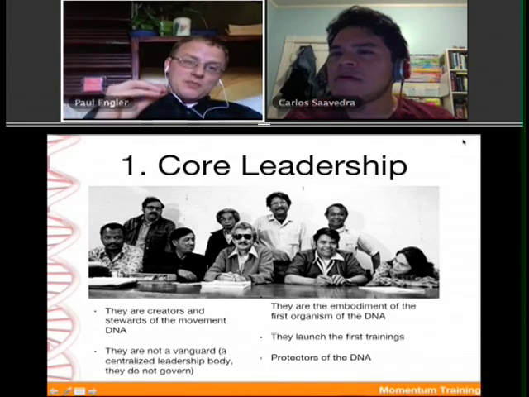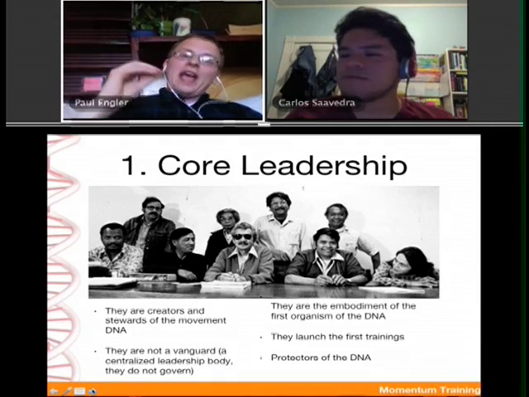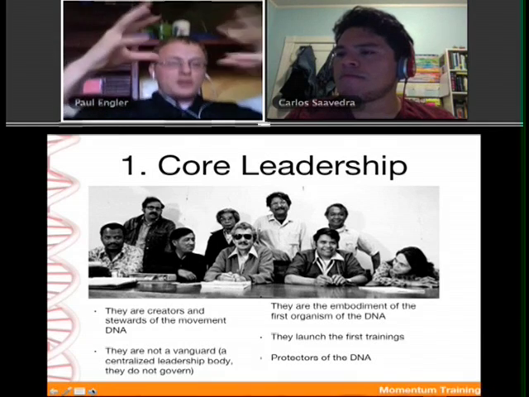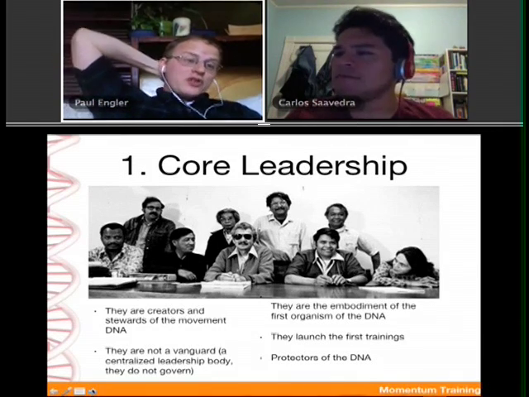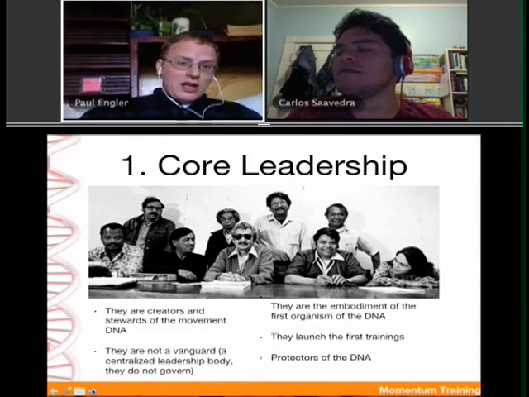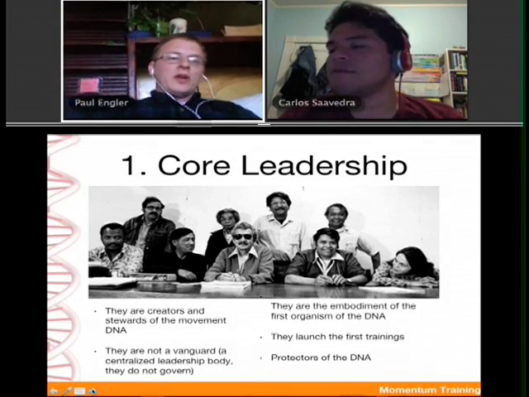So in this model, what we do is the core leadership develops the front-loading. And they are not this vanguard that controls everybody. They give everyone tons of autonomy within their structure. And they're the creators and the stewards of the movement, not the vanguard. A lot of people don't even know who they are. People vote with their feet, and they join on to the movement.